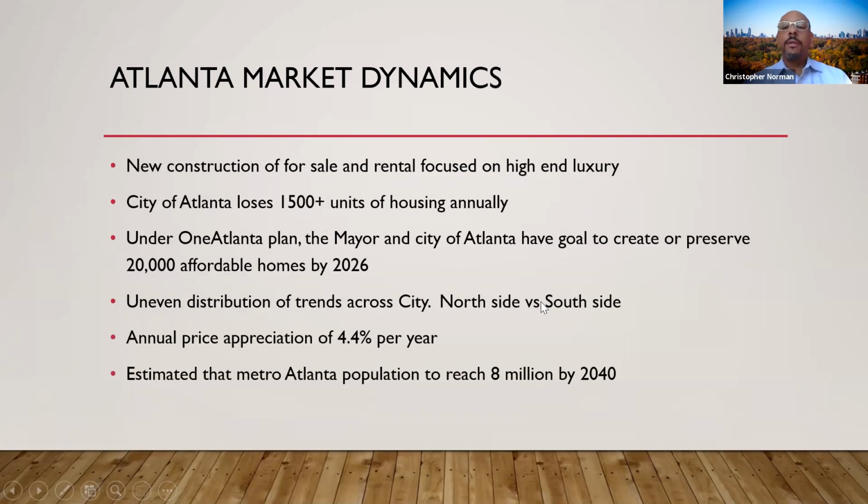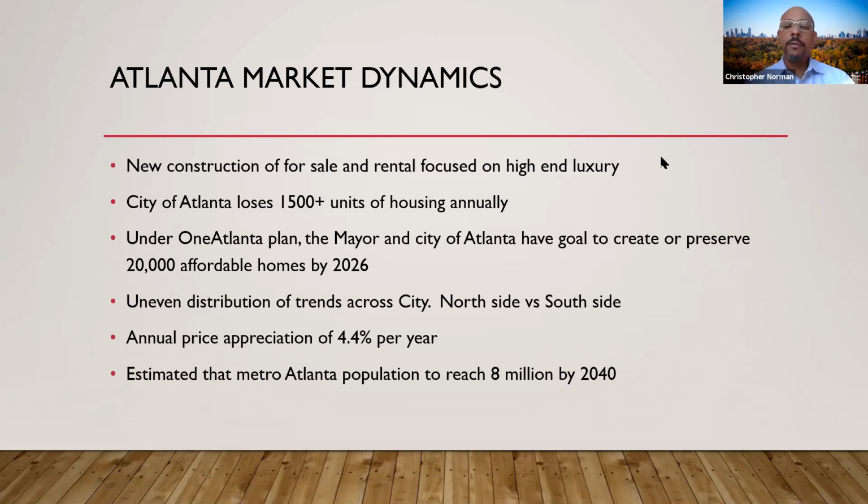And so the new construction, there has been quite a bit, but it's really been focused more on the high-end luxury. We see a lot of luxury apartments. We see a lot of high-priced townhomes and infill lots. And at the same time we're gaining that, we're also losing affordable units. And this should actually say units of affordable housing. So we're losing over 1,500 units per year in affordable housing.